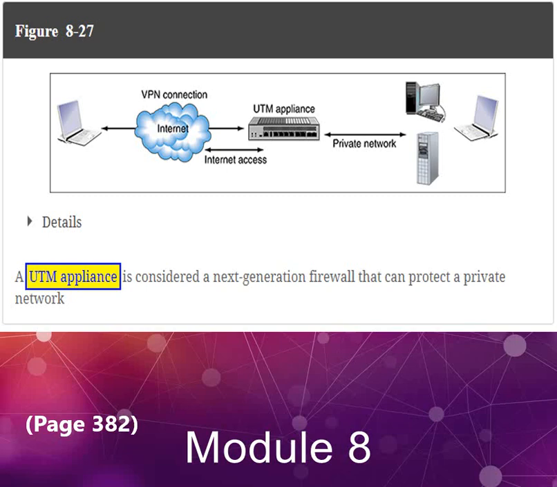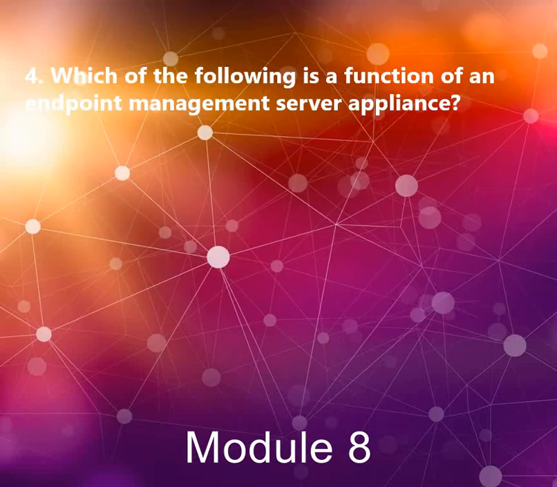All right, on to question 4. Which of the following is a function of an endpoint management server appliance? Scanning incoming and outgoing corporate email for spam, malware, and viruses. That's incorrect. That's more like a proxy server. Providing authentication services for all network connection devices. That is also not correct. Filtering the web content delivered to users on the local area network. More like a proxy server as well.